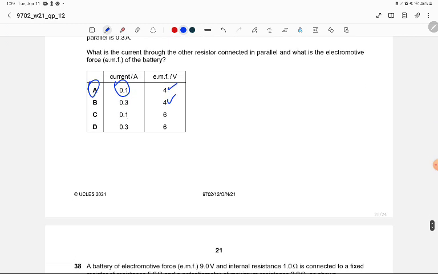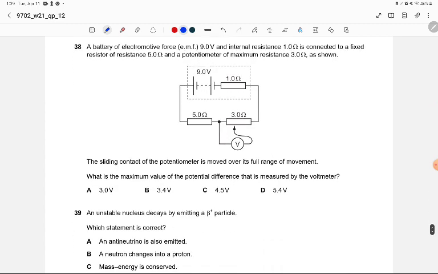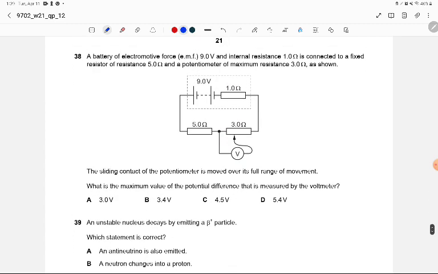38. The battery of electromotive force 9 volts and internal resistance is connected to a fixed resistor of resistance 5 ohm and a potentiometer of maximum resistance 3 ohms as shown. The sliding contact of the potentiometer is moved over its full range of movement. What is the maximum value of the potential difference that is measured by the voltmeter? So the maximum value is going to be the potential difference across this entire resistance.